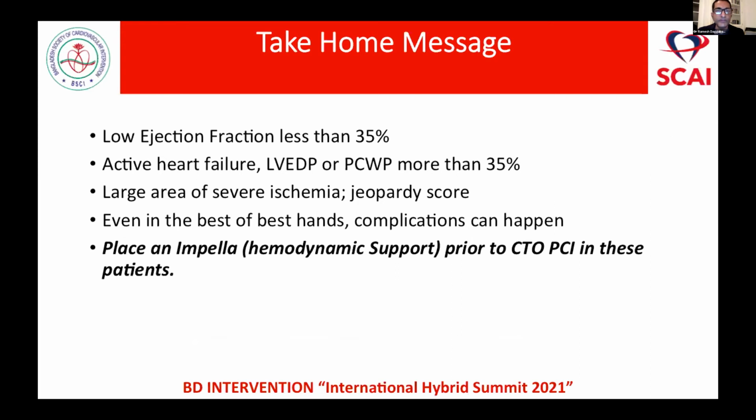So in the take-home message, people who are at a higher risk of complications: low ejection fraction, less than 35, active heart failure, elevated EDP or wedge pressures more than 35 millimeters of mercury, large area of severe ischemia, jeopardy score being high. Even in the best of hands, complications can happen. In these type of patients, have a balloon pump or an Impella or ECMO also available, because we sometimes ignore that ejection fraction or hemodynamic collapse can happen, and people might need these support devices. With that, I'll stop here.